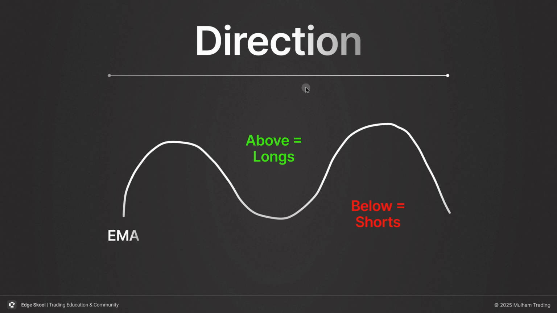The simple way to use the moving average is when we have price above the moving average, we're going to be looking for longs. We want to have valid structure above. And when we're below, we want to have valid structure below, and we're going to be focusing on shorts and selling below the moving average.